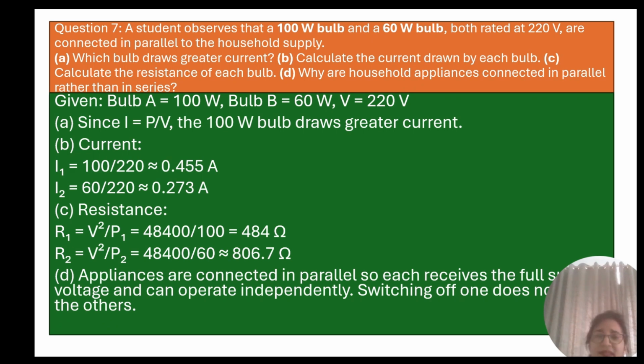Now the question is, why are household appliances connected in parallel rather than series? Here, they are connected in parallel so that they receive the same voltage and they can operate independently. And even if you switch one off, it doesn't affect the other appliances.